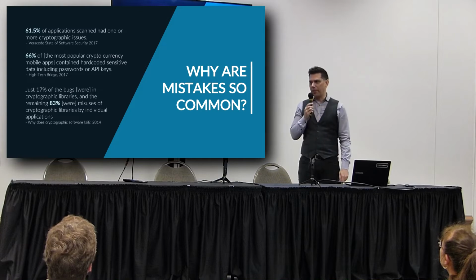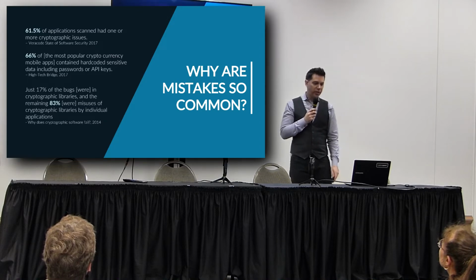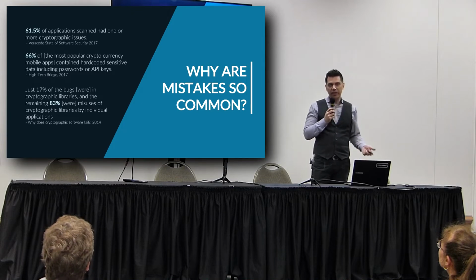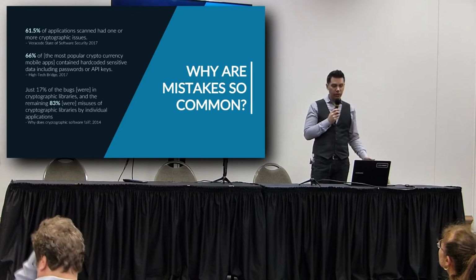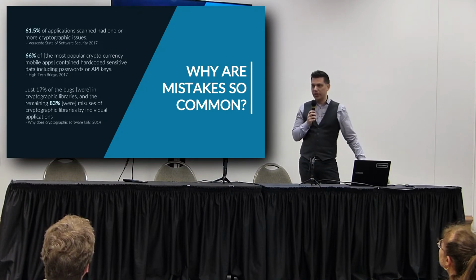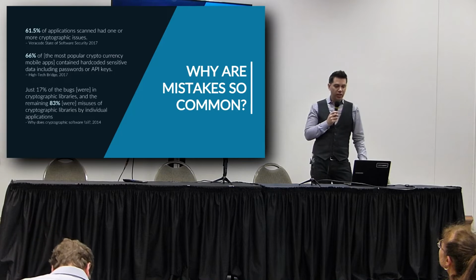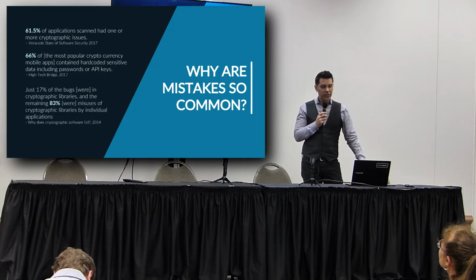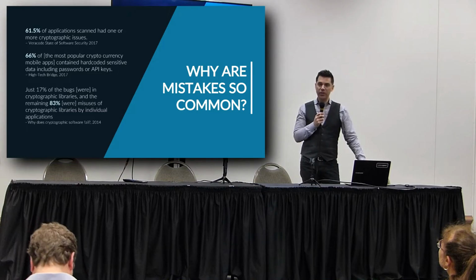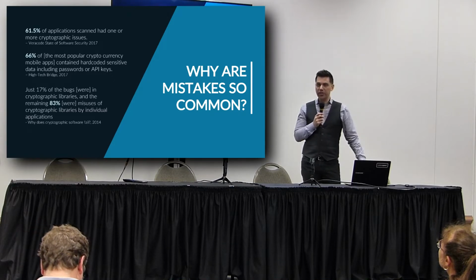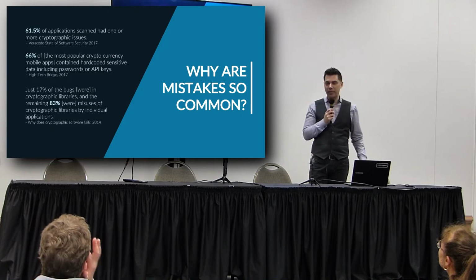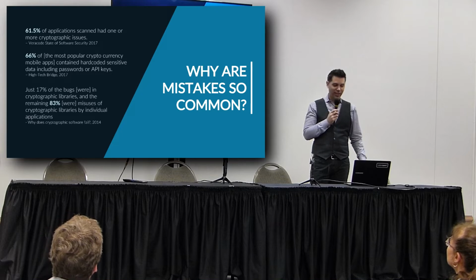So why are mistakes so common? 3 different metrics here from different studies just to back up the statement that cryptographic issues are a concern. 61.5% of applications scanned had 1 or more cryptographic issues. That's from Veracode's report last year, but they scan a lot of code, obviously. 66% of the most popular cryptocurrency mobile apps. So there was a study that looked at cryptocurrency mobile apps. 66% of those contained hard-coded sensitive data, including passwords or API keys. I mean, that's really unfortunate.